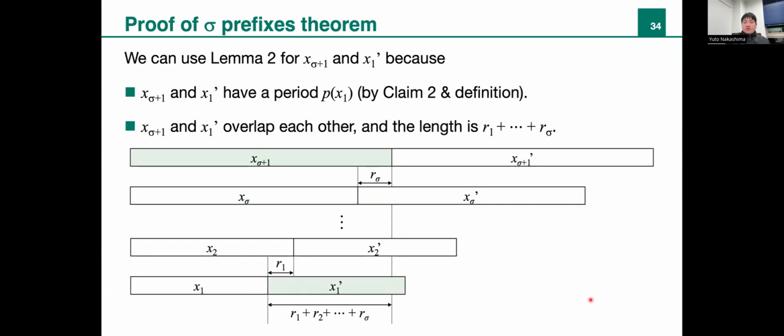Then we can conclude the proof. We can use the second lemma for x sigma plus 1 and x1 prime, because these two green highlighted strings have period P of x1 by the previous argument or definitions. And these strings also overlap each other, and the overlap length is R1 plus R sigma, so that's the sum of the R's.